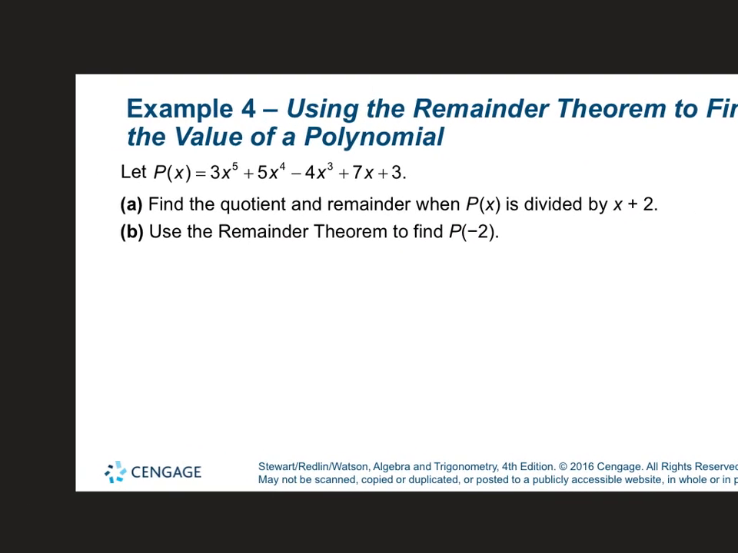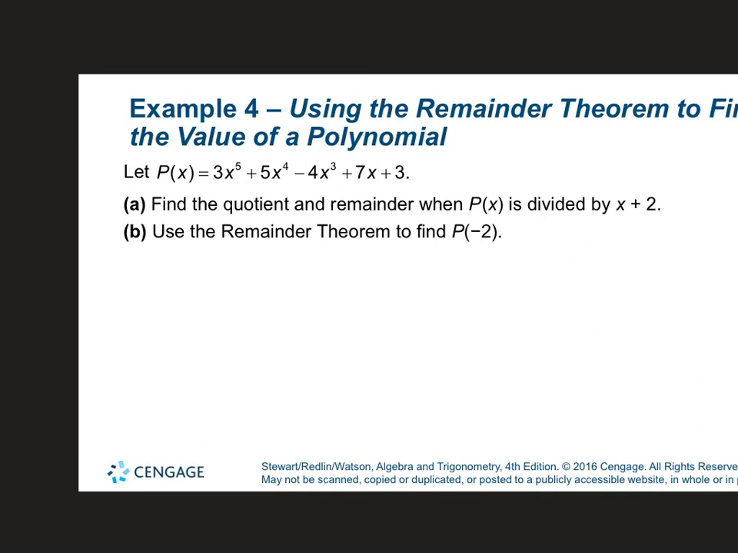This question is asking you 2 things. The first thing it says is find the quotient and the remainder of p of x when it's divided by x plus 2. Then the second thing says use the remainder theorem to find p of negative 2. All right, when you do your division, you will find p.